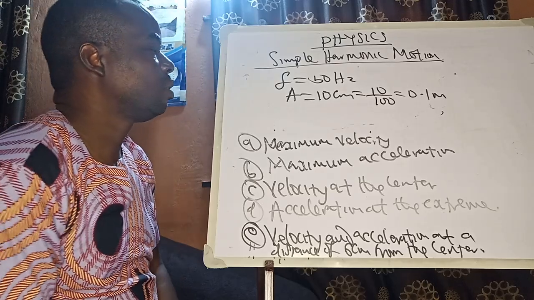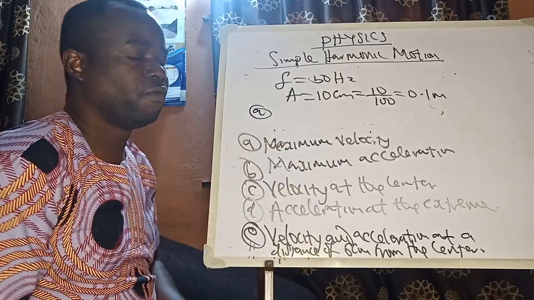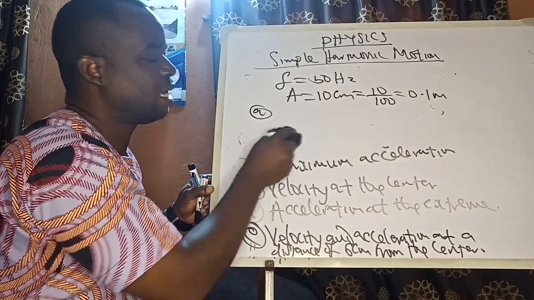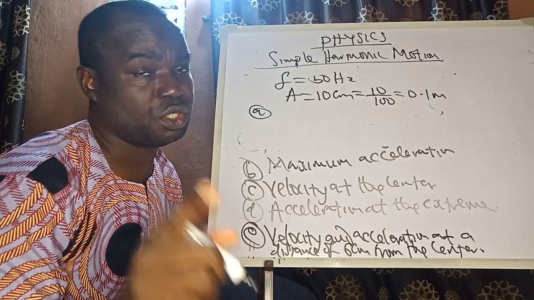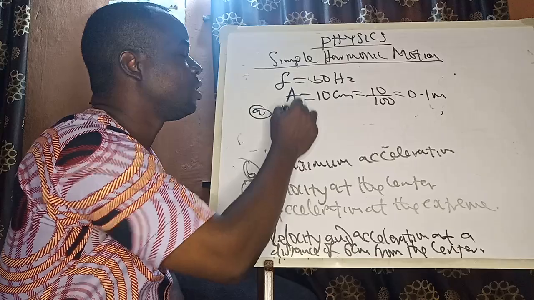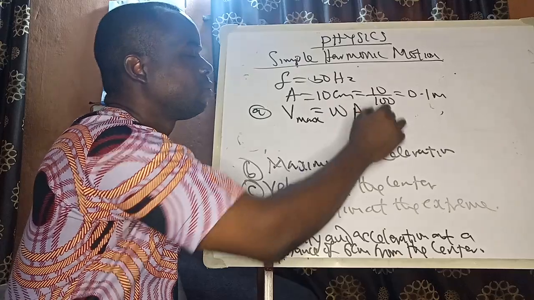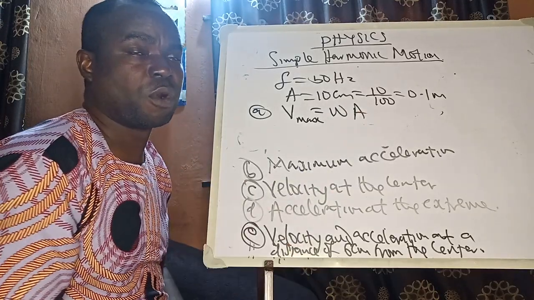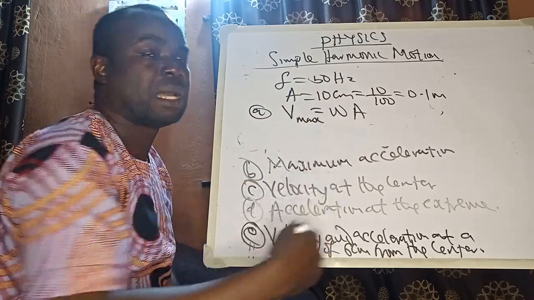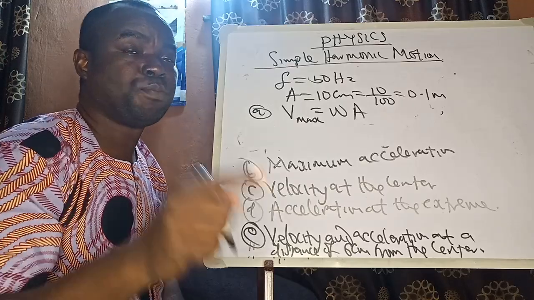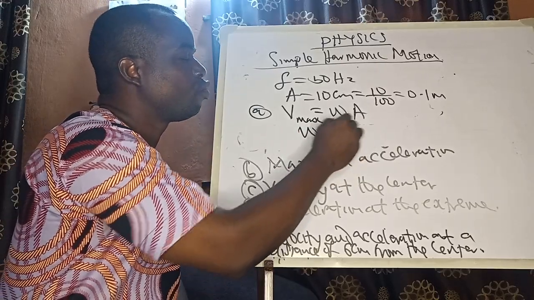Okay, so now the first question says we are supposed to find the maximum velocity. If you check the formulas I gave you, you will see maximum velocity there. And peradventure it is not there, the formula is maximum velocity, Vmax, is equal to omega A. And you know what omega is from the first video. And if you look at the data here, we don't have omega or W. That means we have to find it. How do we find it? Pick a formula that has omega that has F. Use this one. W is 2 pi F.